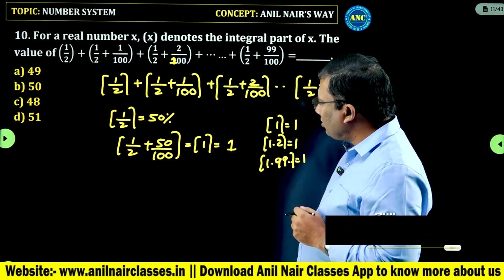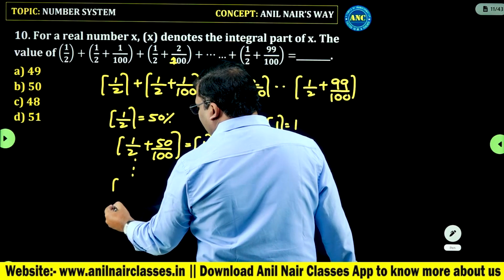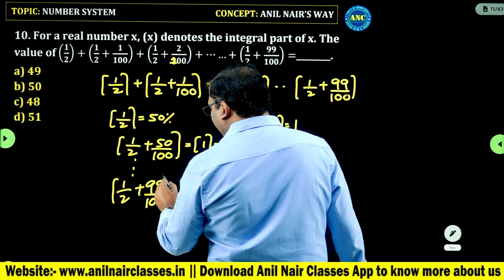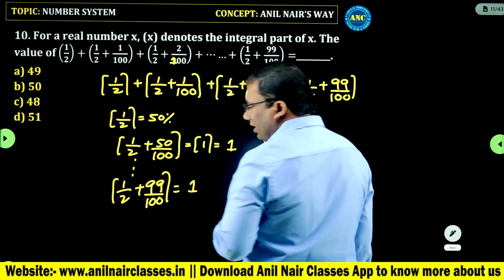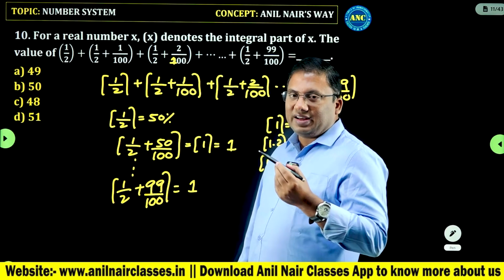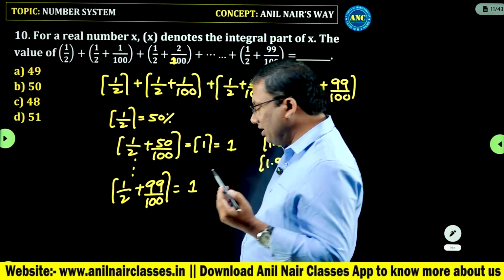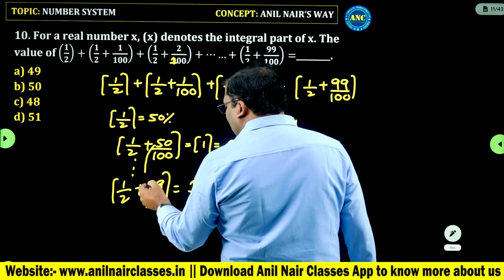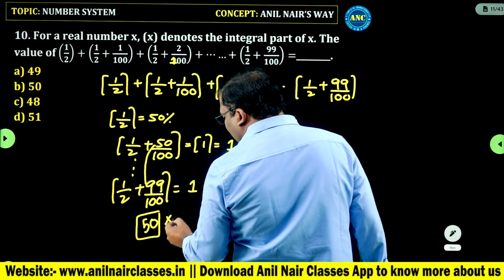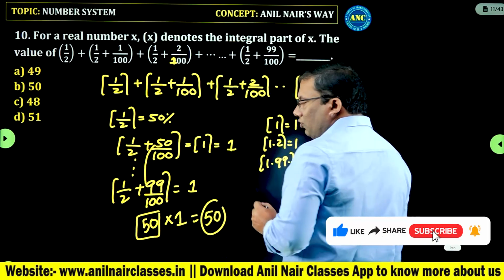We require, right? Now, if you see here, these are all 0 something and so on up to 1 by 2 plus 99 by 100. Till here it is 1. Why is it 1? If I take 1 by 2 as 50 by 100, 50 plus 99, 149 by 100, 1.49. The greatest integer of 1.49 is 1. That means from 50 to 99, total 50 numbers will give you 1. 50 into 1 is 50.